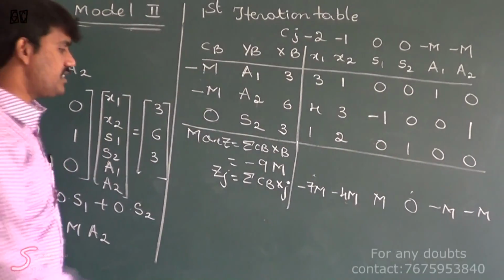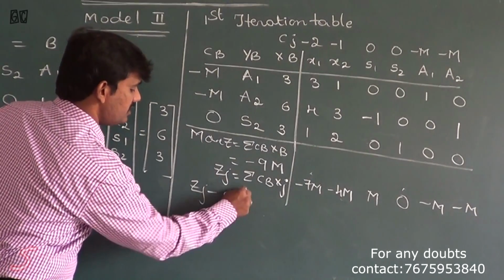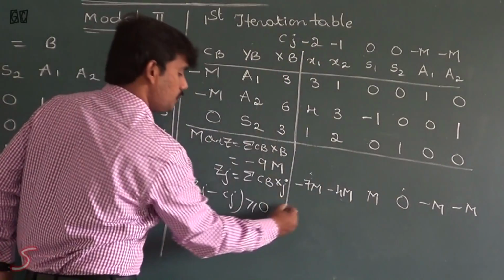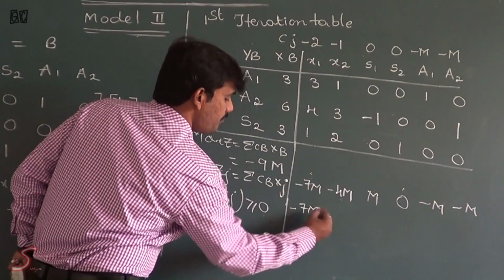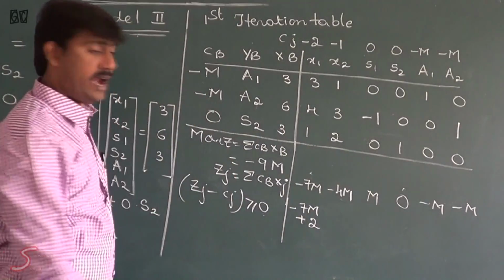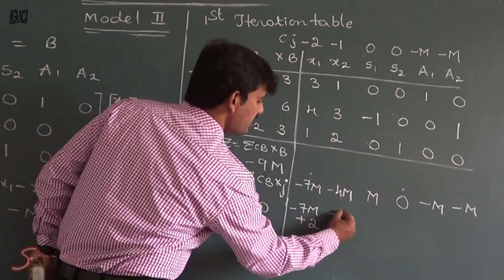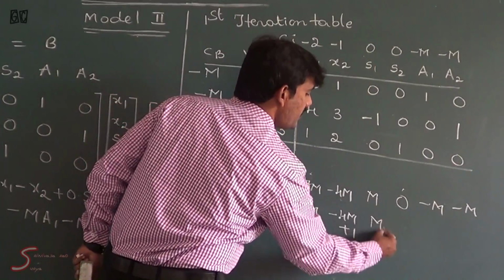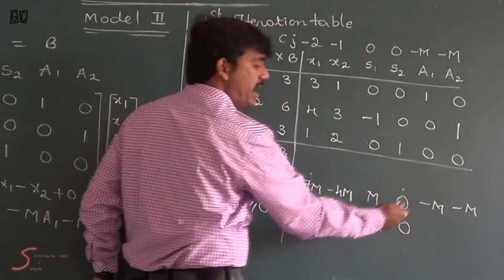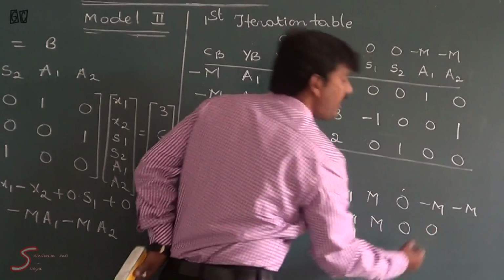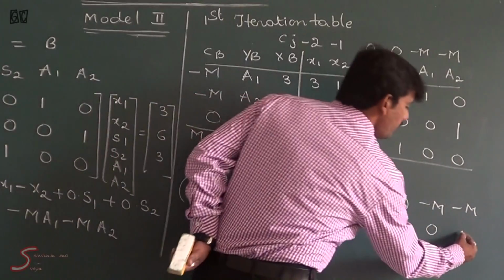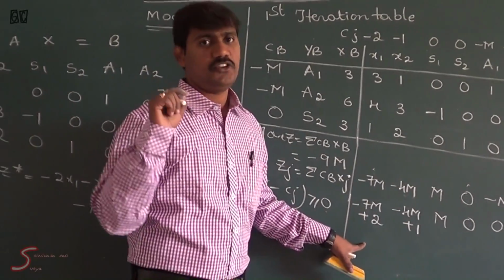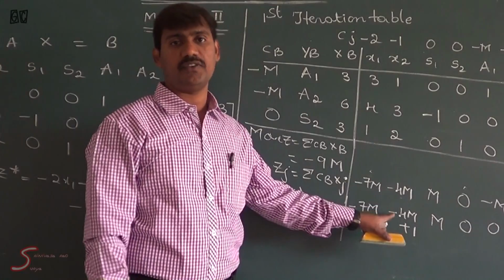After that we have the optimality condition, zj minus cj greater than or equal to 0. Minus 7M minus into minus plus 2, that is we have minus 7M plus 2. And again minus 4M minus 1, that is minus 4M plus 1. So M minus 0, again M minus 0, minus 0, 0, minus M minus into minus plus M, 0, and obviously minus M minus into minus also plus, so that is 0. Minus and plus M get cancelled, 0. Here the optimality condition is not satisfied. Why? Because here we have negative terms.